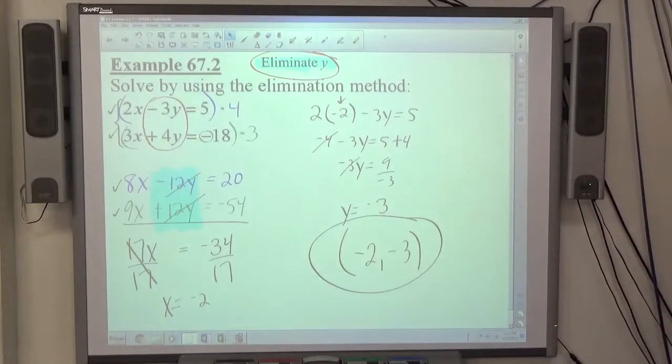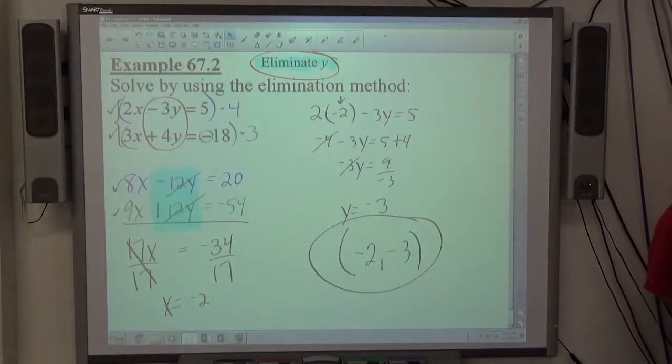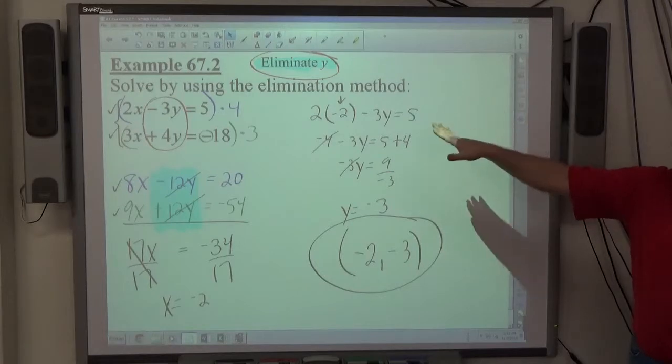Alright? Most of the problems at this point should come out to nice integer answers like that. If you get a fraction, don't immediately think it's wrong. Maybe just check over your work. There are a couple in there, I think, that have fraction answers, but most of them come out to integers. And again, that's example 2.